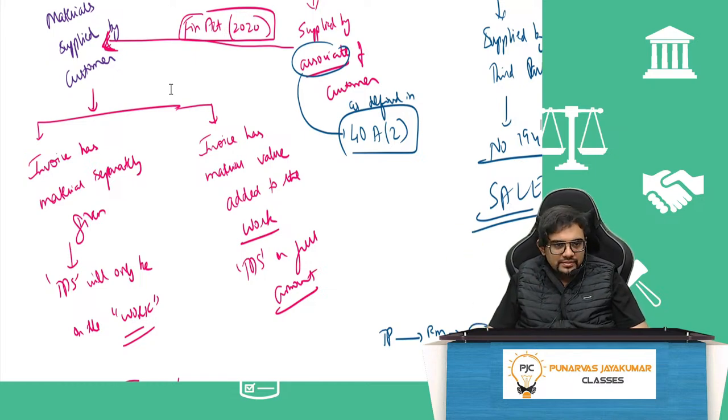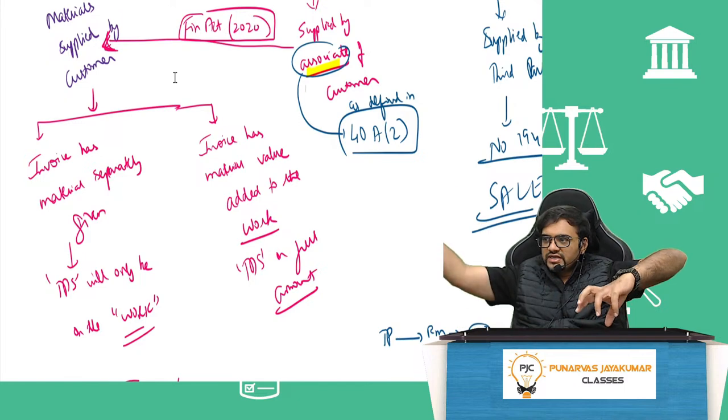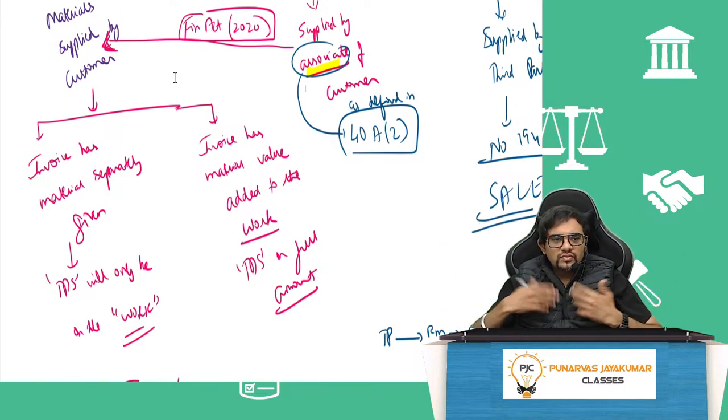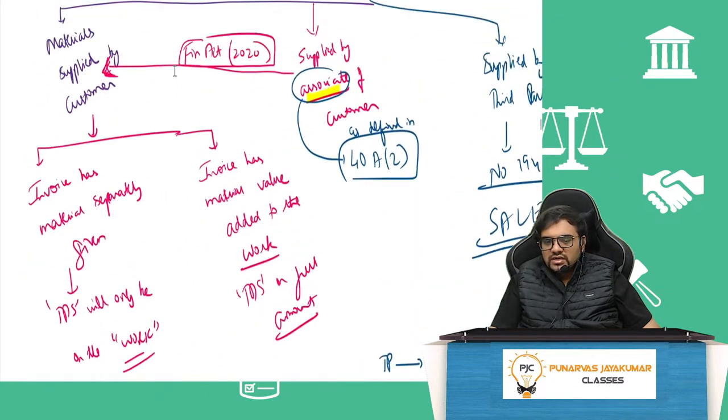So an amendment came. Even if it is supplied by an associate of the customer, as defined under 40A(2), then it is deemed to be material supplied by customer and the same provisions will apply. But if it is supplied by some random third party, say I go to Tanishq and say I want this design, they will buy from somebody else, get it designed from somebody else and sell it to me. What about TDS? When I am paying Tanishq, should I deduct TDS? No, it's an outright sale. So that is regarding 194C.